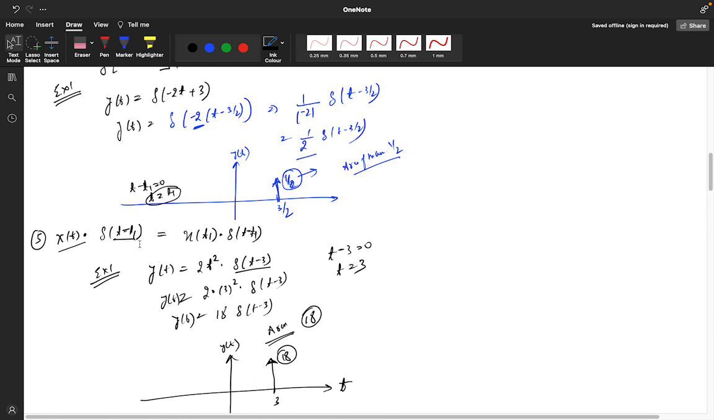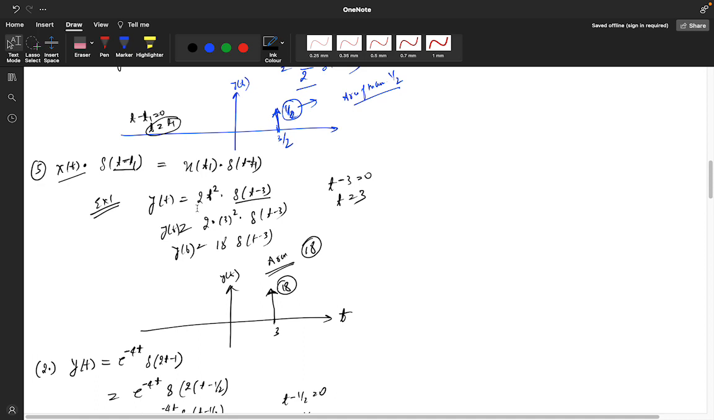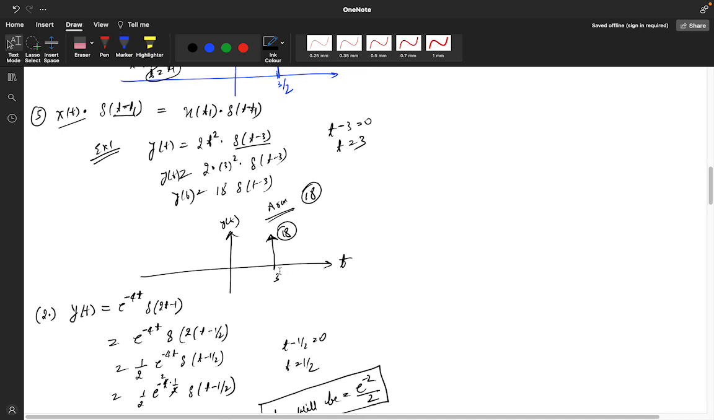Similarly, delta t minus t1 you can represent, so x of t multiplied with delta t minus t1 can be written as x of t1 into delta t minus t1. So instead of t you can directly put the value t1. For example, y of t is given as 2t square into delta t minus 3. So instead of t we'll put t equals 3, so we'll get 2 into 3 the whole square into delta t minus 3, so we are getting overall 18. So area 18 will be at t equals 3.